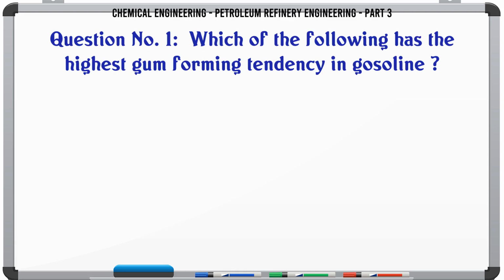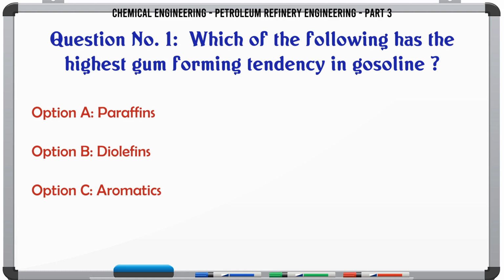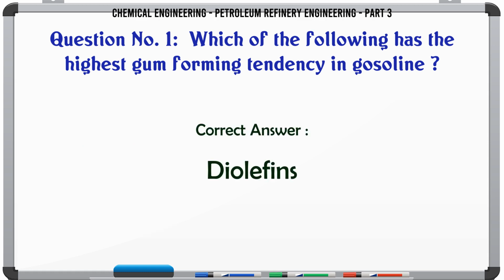Which of the following has the highest gum-forming tendency in gasoline? A. Paraffins. B. Diolefins. C. Aromatics. D. Naphthenes. The correct answer is diolefins.